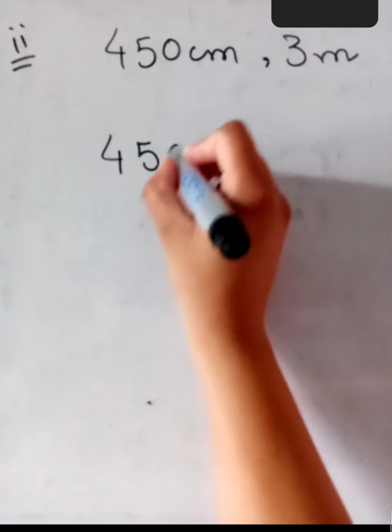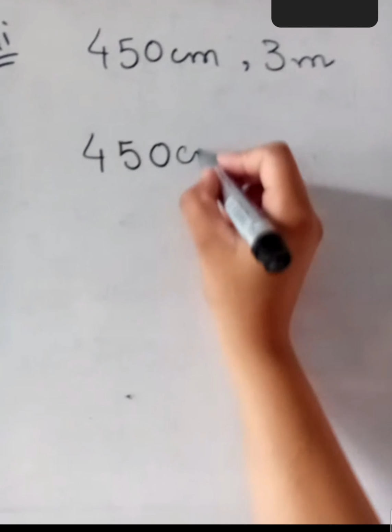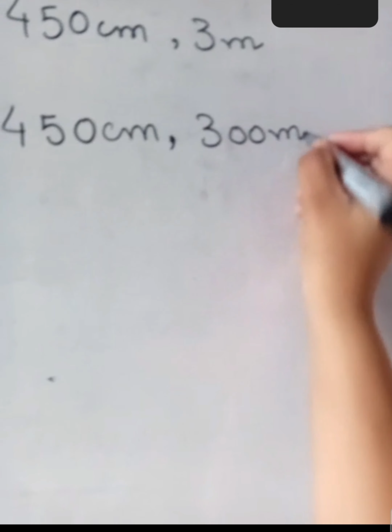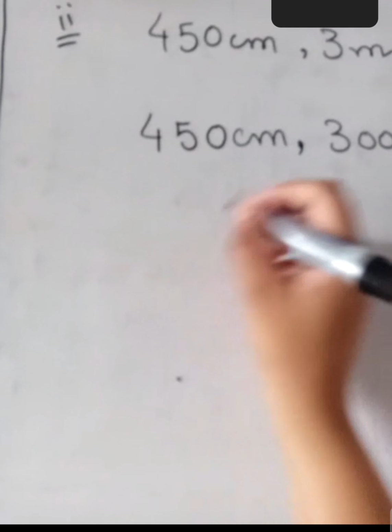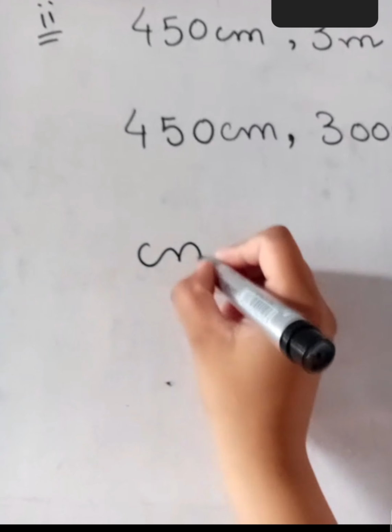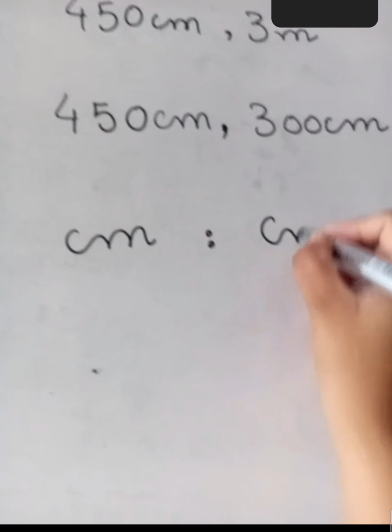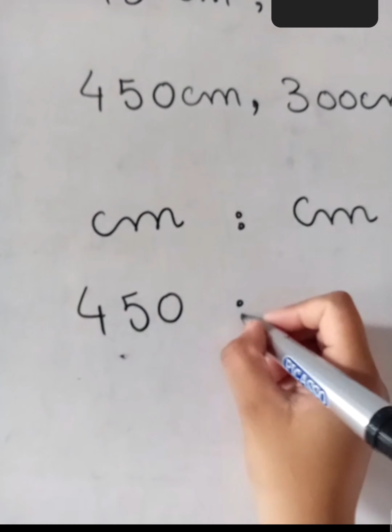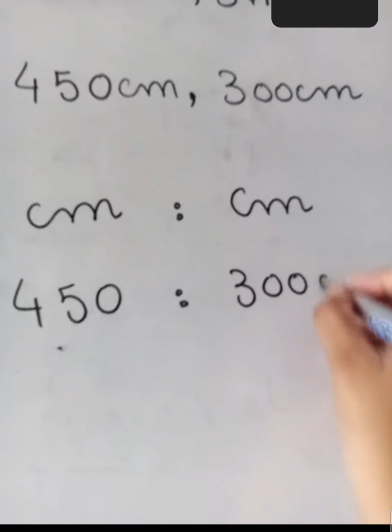450 centimeter is already in its simplest form. The next one is 300 meters. To convert meters into centimeters, we multiply by 100. Now write the units, centimeter ratio centimeter. It is 450 ratio 300 centimeter.